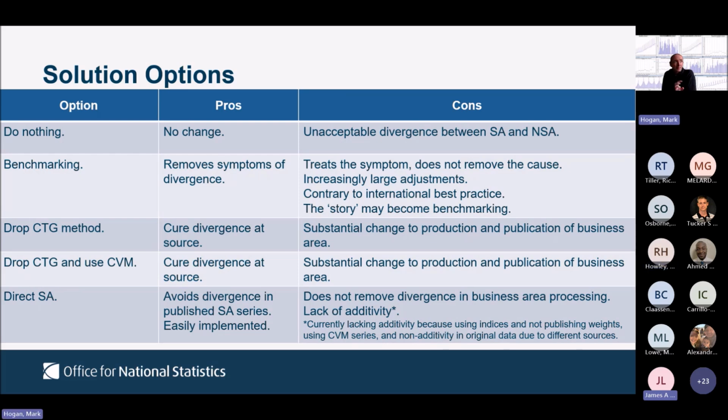However, the data sources for this production area are quite complex. They have one data source for their total, another one for the components, and they don't perfectly align. They're a chained volume measure series, which is known to not be perfectly additive. And while they do publish the indices, they don't publish the weights, so users can't replicate the additivity. This is currently with the business area for consideration as to what to do.